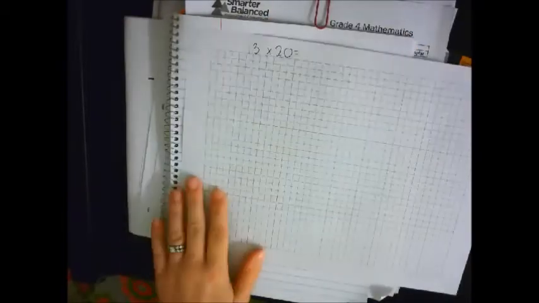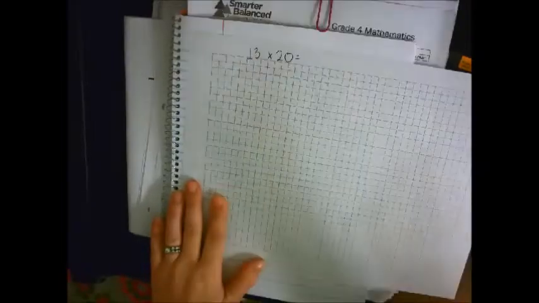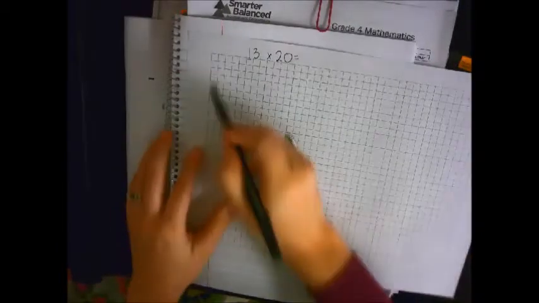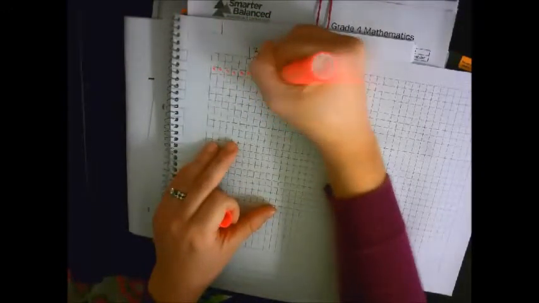I can also use graph paper to help me solve 13 times 20. So again, I'm going to break apart. I want to start with my 10s, and I know that the 1 in 13 has a value of 10. So I'm going to come over here and count over 10 squares. Let me get a marker so it will show up better. 1, 2, 3, 4, 5, 6, 7, 8, 9, 10.